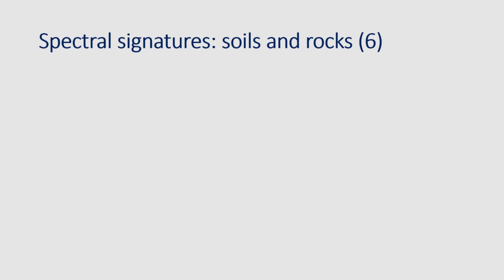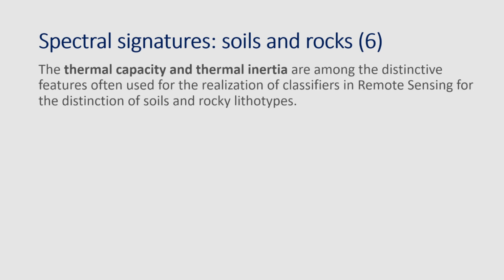Spectral signatures, soils and rocks. 6. The thermal capacity and thermal inertia are among the distinctive features often used for the realization of classifiers in remote sensing for the distinction of soils and rocky lithotypes.